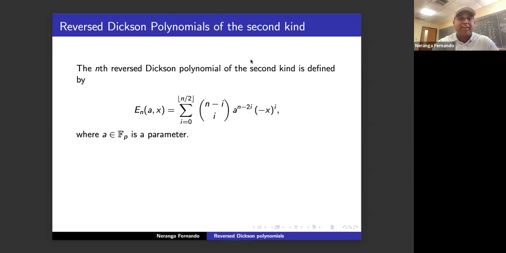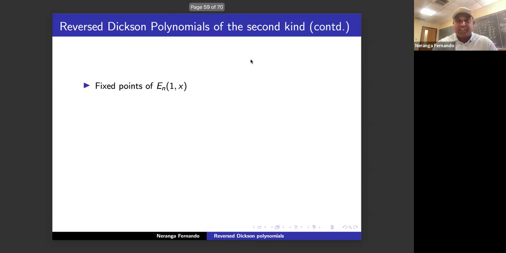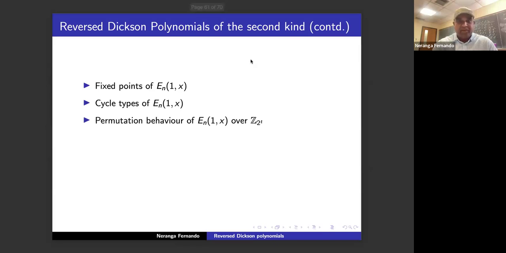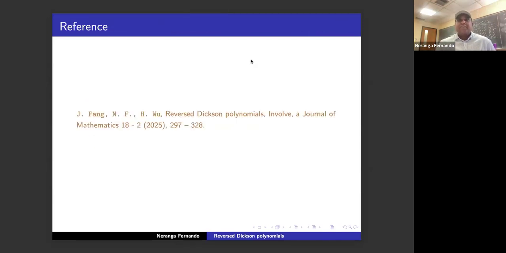We also looked at the reverse Dickson polynomial of the second kind, and it has a nice recurrence relation. In the same project, we explained the fixed points of the permutation polynomials arising from the second kind. We explained the cycle types, and we explained the permutation behavior of the second kind over finite rings. We obtained sufficient conditions on the index for the second kind polynomial to be a permutation polynomial of the finite field FP. The research results were recently published in an undergraduate journal of mathematics.